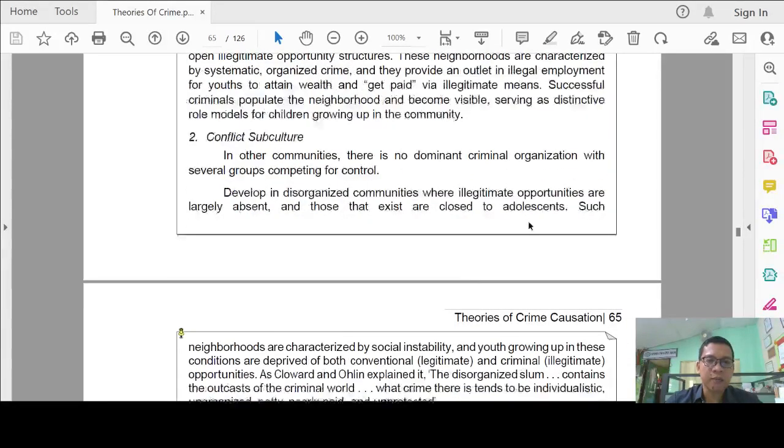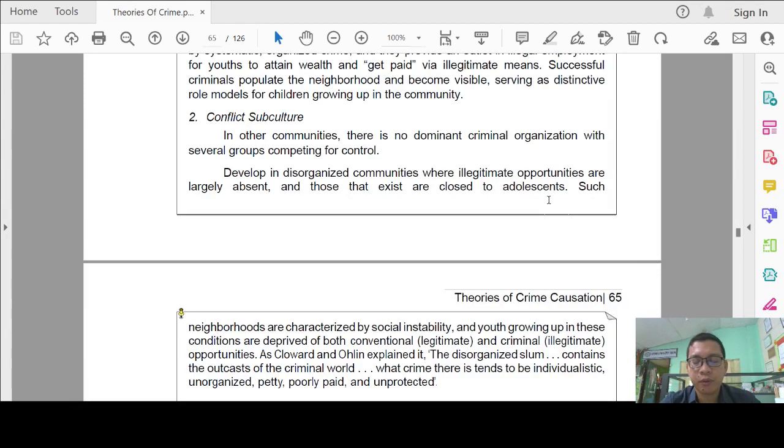The second one is about the conflict subculture. So, when it comes to communities, there is no dominant criminal organization. Or when it comes to conflict subculture, within that group, meron tayong tinatawag na competing of groups within subculture. No? Sa isang community, maraming mga gangs. Ilagay natin a community of fraternities. 'Di ba meron tayong naririnig dati na when we talk about fraternities, merong nag-aaway.